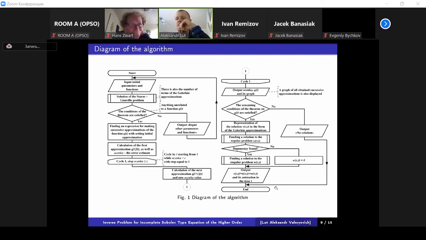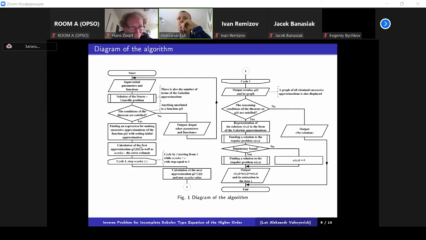The next stage of my work was the development of an algorithm for the numerical method. The slide shows a diagram of this algorithm. At the beginning, the input data is given, for example, functions and coefficients of the equations. Next, the auxiliary Sturm-Liouville problem is solved. The conditions of theorem 2 are verified. Our formula is used for carrying out successive approximations of the function Q, and the initial approximation is given.